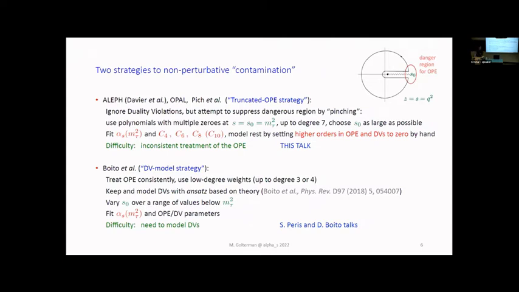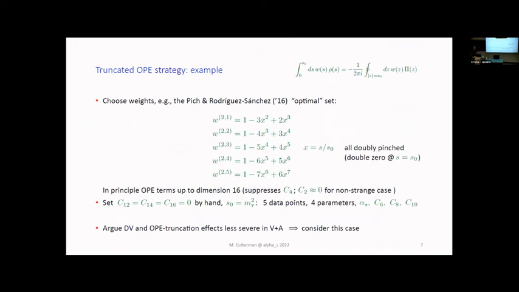All right, so as Tony told in his talk, they have looked at very many classes of weights, and I'm going to use only one example. We have looked at basically all of the sets of weights that have been used in the truncated OPE approach, but just for the sake of the talk, I'm going to give one example. So here's a set of so-called optimal weights. Those are the 5 weight functions that are being used in the truncated OPE approach. They all, as you can check, have a double zero at this dangerous point on the Minkowski axis. And since they go up to degree 7, they get contributions from the OPE to dimension 16.